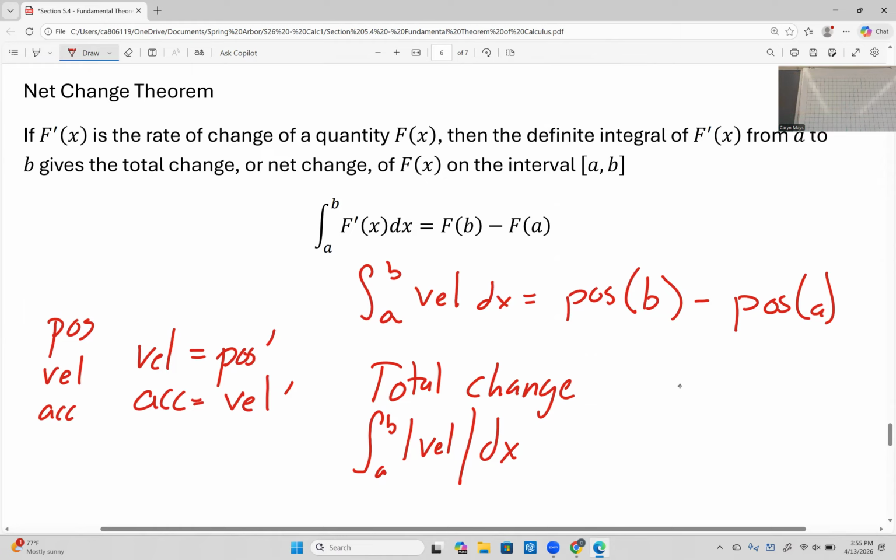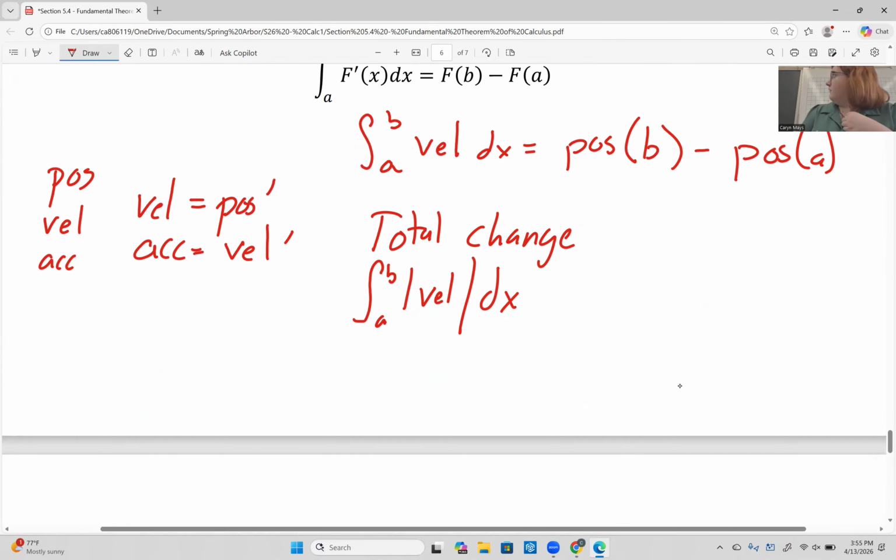Because kind of with my walking example, I move forward and then I stop somewhere, my positive velocity integral will find how far I moved forward. And then if I go backwards, that would be a negative velocity, technically. But absolute value will find how far I walk backwards and then going forward again. So total change is the integral of the absolute value of velocity.